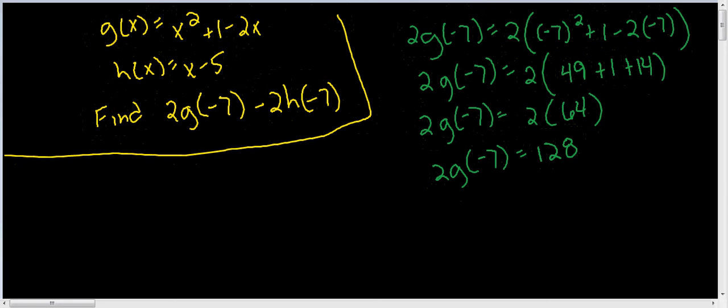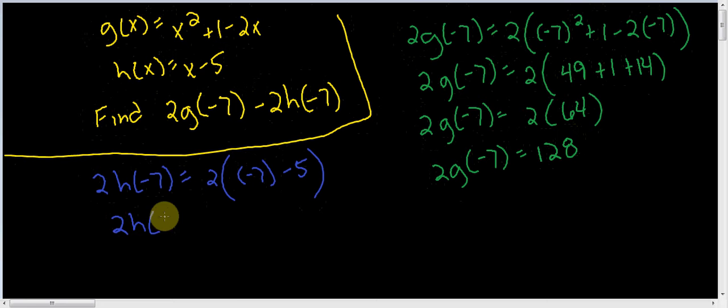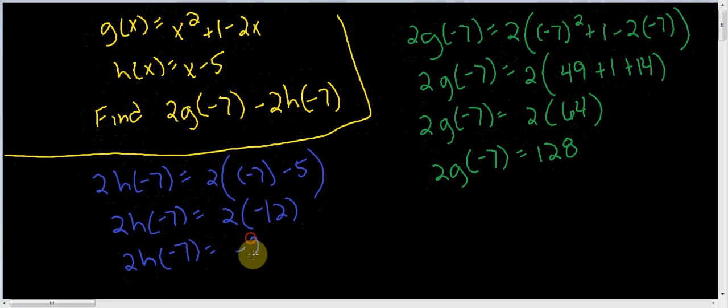The second thing we want to do is figure out what 2 of h of negative 7 is. So we do the same thing, put a 2 out in front, and we're going to put in a negative 7 everywhere we see x in the function h. So this one's a little simpler. So that gives us 2 times negative 12, or negative 24. Alright, from here we can use what we got when we evaluated the two functions to figure out the answer to our problem.